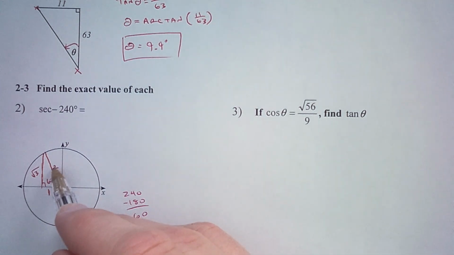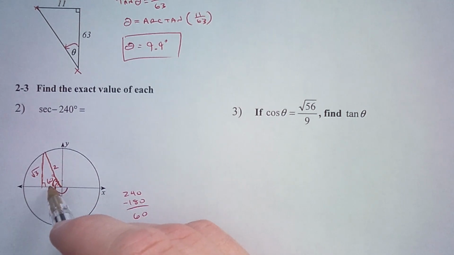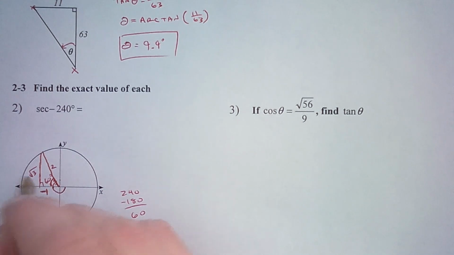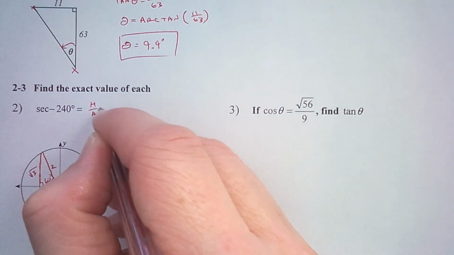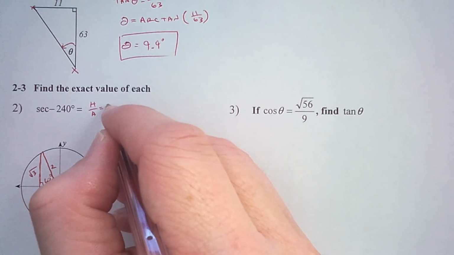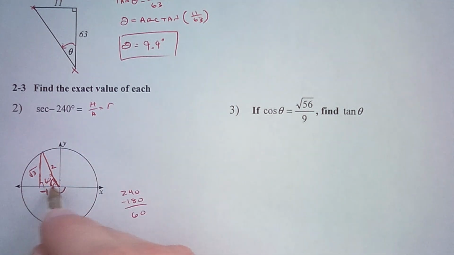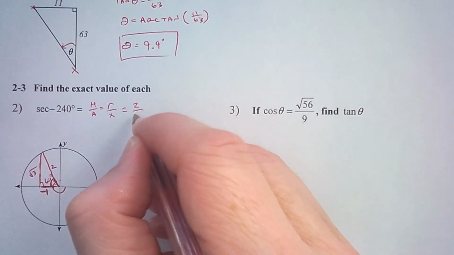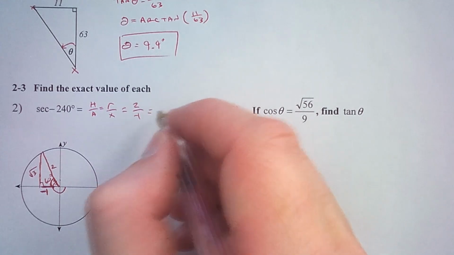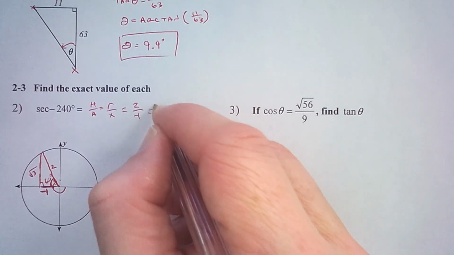Remember that this hypotenuse, or the radius, will always be a positive number, but opposite and adjacent, which are y and x, can be negative. Left is negative, up is positive. Okay, so now we want secant, and secant is reciprocal of cosine, which is hypotenuse over adjacent. The hypotenuse is the radius. The adjacent right here is the x value. So it's r over x, which is 2 over negative 1. So our value for secant negative 240 is negative 2.